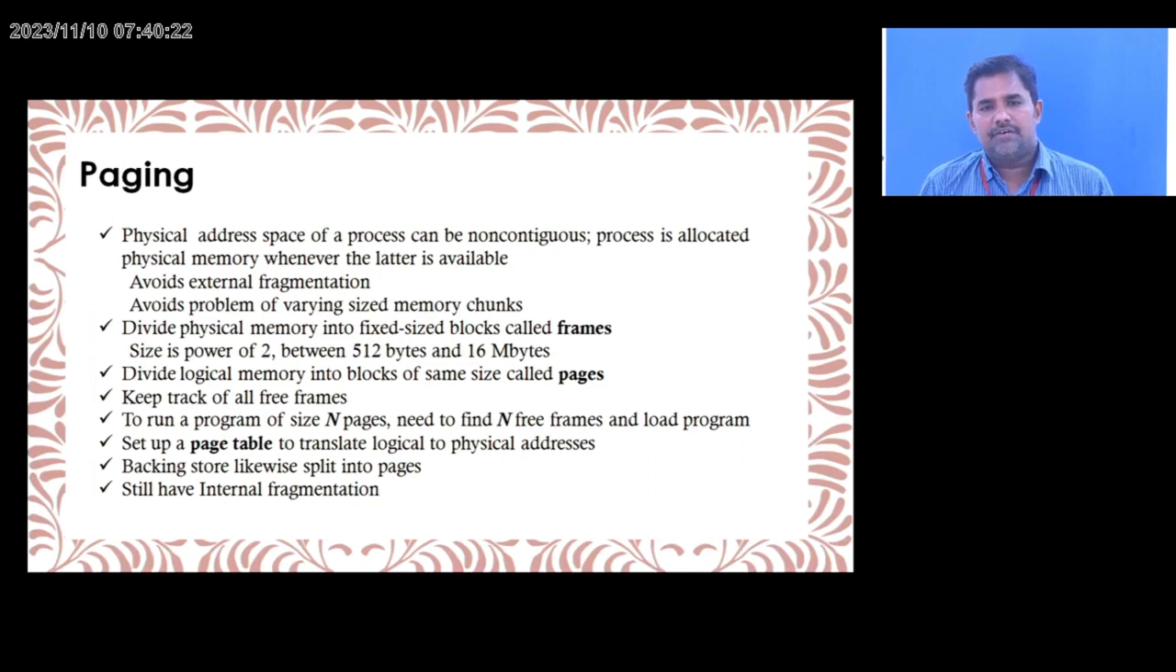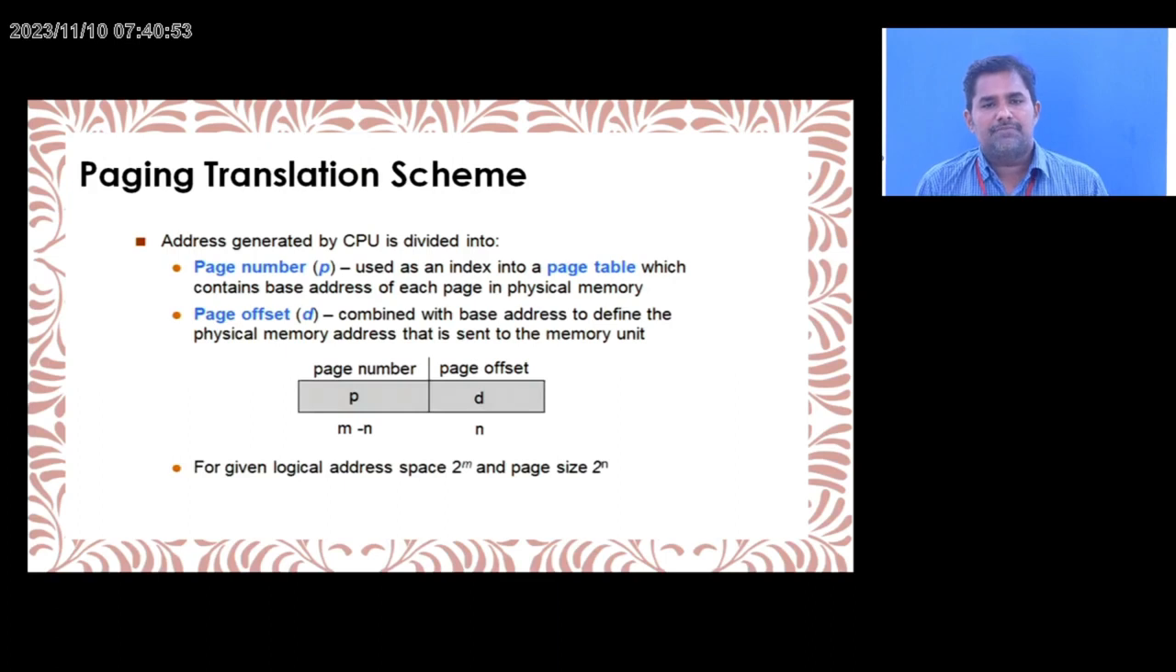We keep track of all free frames. To run a program of n pages, we need n free frames to load the program. Then we set up a page table. The page table translates logical to physical addresses. The backing store is likewise split up. We already showed that in physical memory there is a split into frames, and in logical memory there is a split into pages. So that type of management is done through this paging translation scheme.